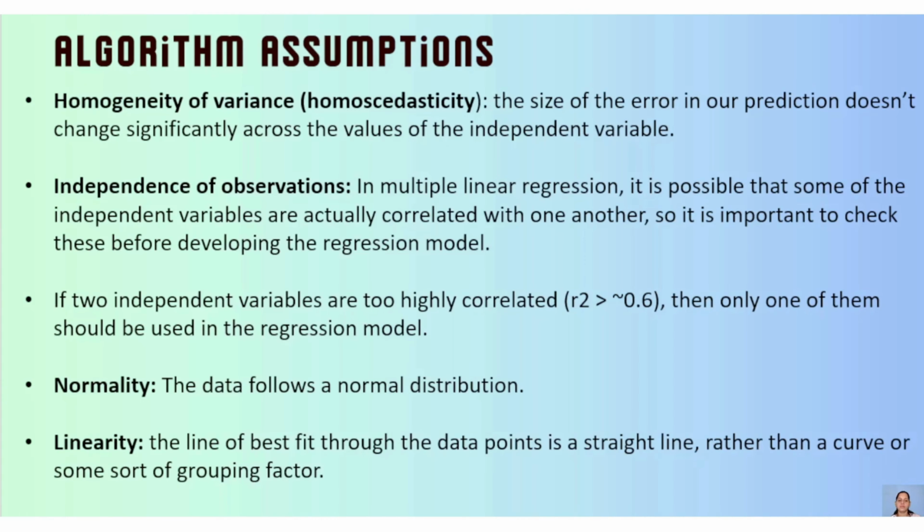Then we have something called normality, which in each regression case, the data should always follow normal or Gaussian distribution. Then linearity, the line of best fit through all the data points is a straight line rather than a curve or some sort of grouping factor. So it should not be a curve. Curve means it is a polynomial regression, so we will see that concept. When the data is coming in too much of a curve, then some degree of polynomial is coming into the picture, and that should be avoided here in case of linear regression.